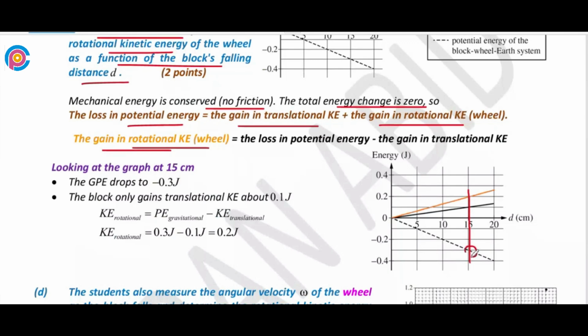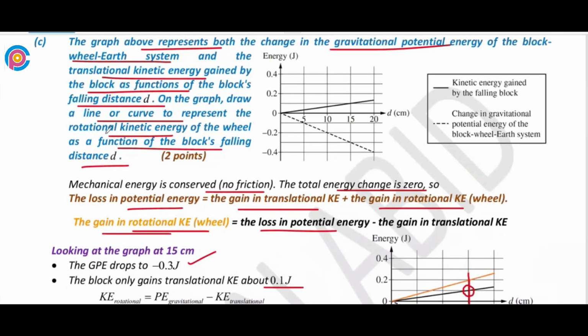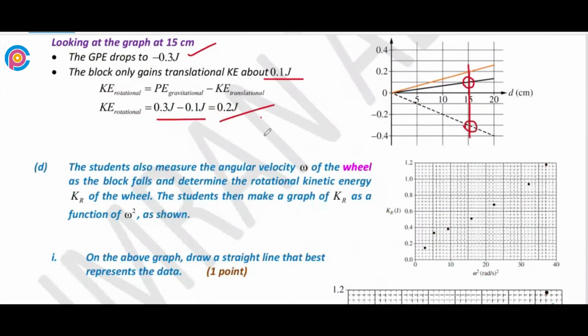So let's say we take the value at this line. The gravitational potential energy has a value of 0.3, and the kinetic energy of the block is 0.1. So the rotational kinetic energy is the difference of these two, which is equal to 0.2 joule. So that's the answer. It is asking for the rotational kinetic energy as a function of distance. So this is the answer.